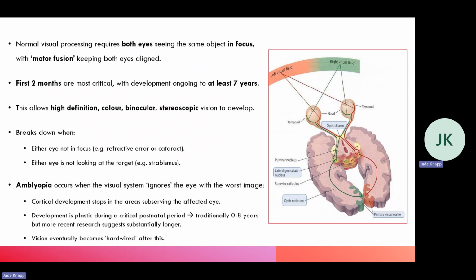Amblyopia is what happens when the brain starts to ignore the image coming from usually one eye, so the worst image. So the connection between eye and brain starts to deteriorate.